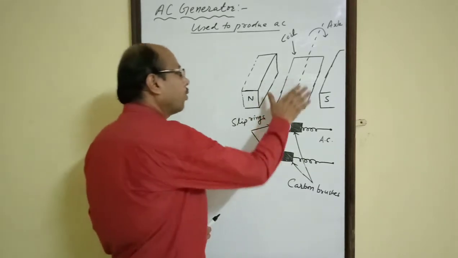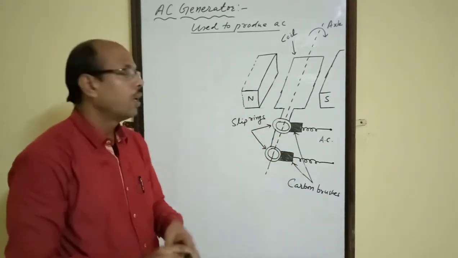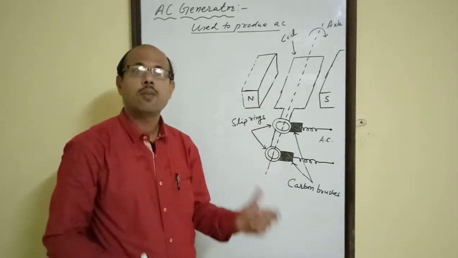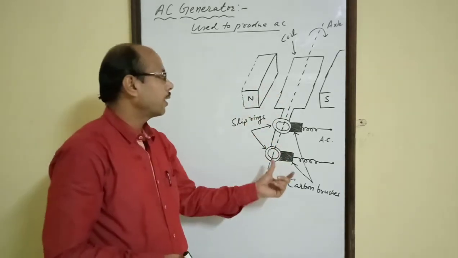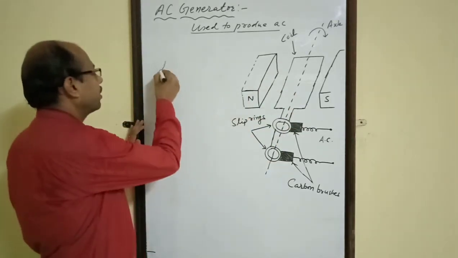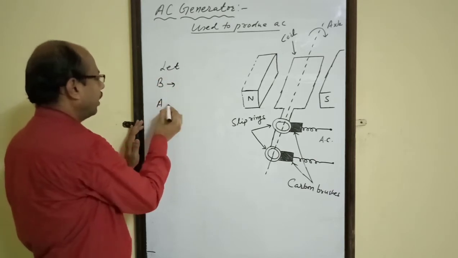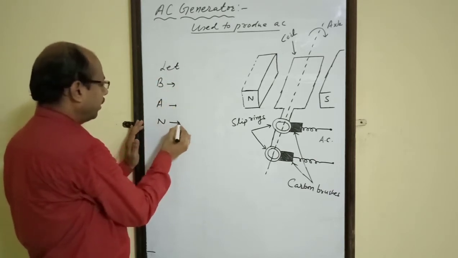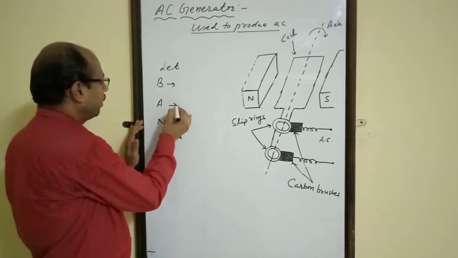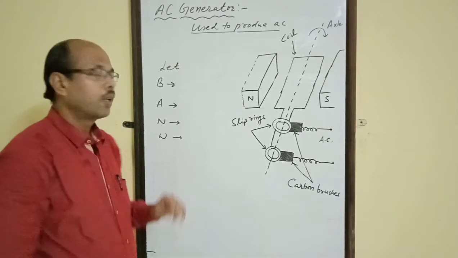Now we are going to derive the expression for alternating EMF or alternating current mathematically. For this purpose, let B, A, N, omega be the main four parameters that we have to consider here.